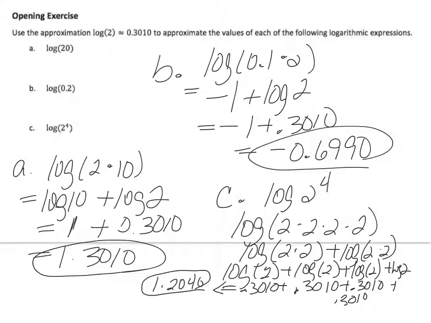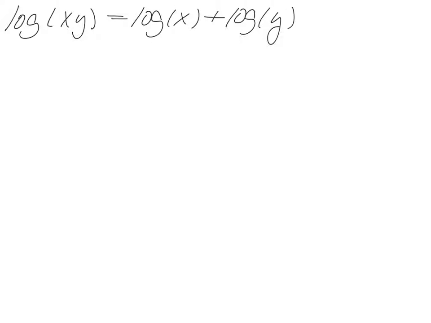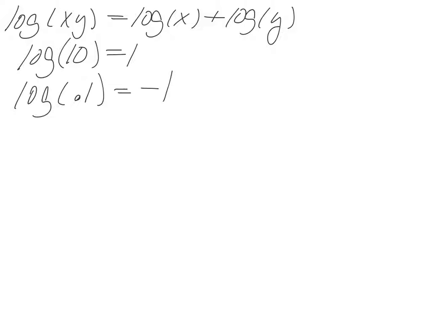We need to come up with a better way of doing things, and quick, because that's tedious, and we don't like tedious math. We like math where we figure out easier ways to do things. Okay, first of all, in all 3 parts of the opening exercises, we used this property, which we have learned already in the past. Log of xy is log of x times y, which equals log x plus log y, right? We also used this one, log of 10 equals 1, and this one, log of 0.1 equals negative 1. Those are the 3 properties that we used in the previous exercise, but we have more properties.